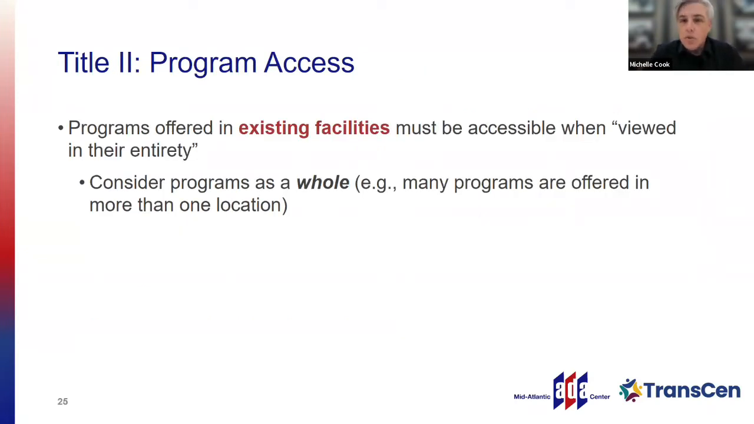Program access for Title II means that programs offered in existing facilities must be accessible when viewed in their entirety. And that's considering programs as a whole. Many programs might be offered in more than one location, for example. So making sure that the opportunity to participate in that service is being provided in that accessible location, or that there's enough opportunity to experience all of the key components and critical components of that program in an accessible way. Next slide.